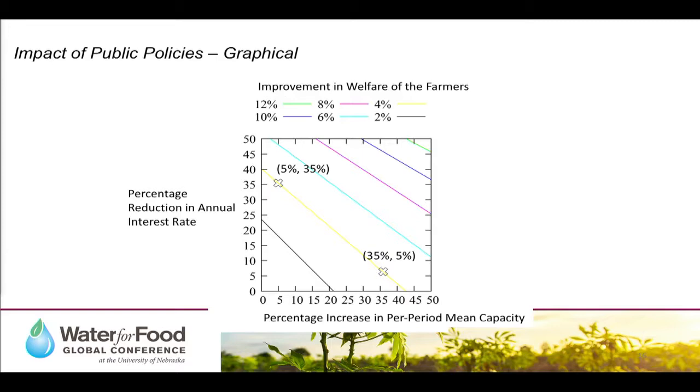Consider an exactly opposite policy where you increase the capacity by only 5% but reduce interest rate by 35%. As you can see, both these policies are exactly opposite in terms of their emphasis. One is emphasizing capacity, whereas the other is emphasizing affordable loans. We find that both these policies are equivalent in terms of improving the welfare of the farmers. Both will result in a 4% improvement in farmers' welfare, right?